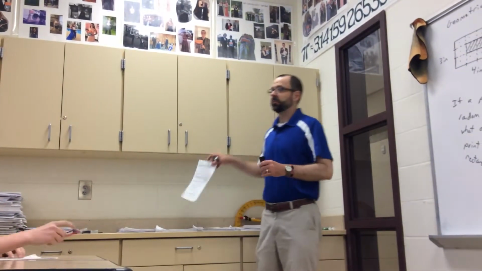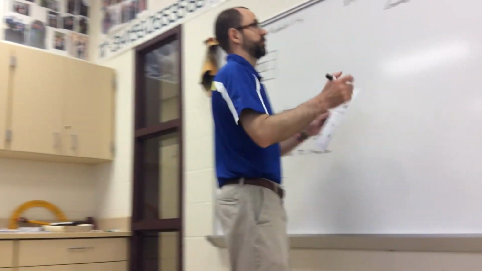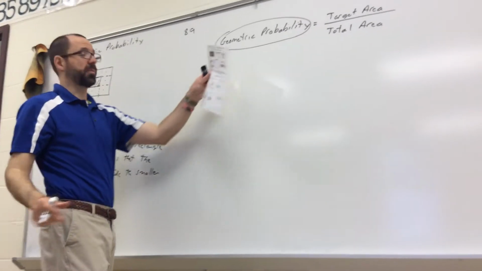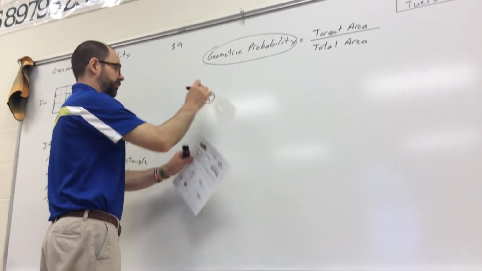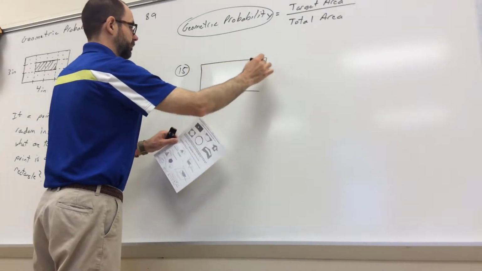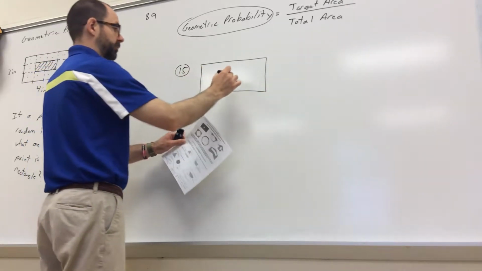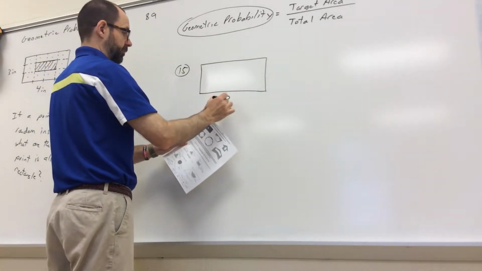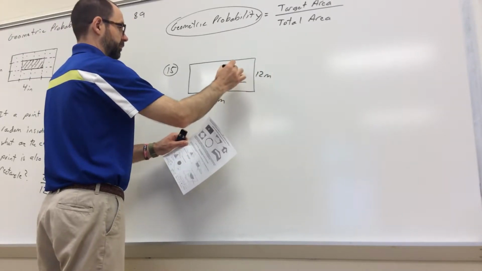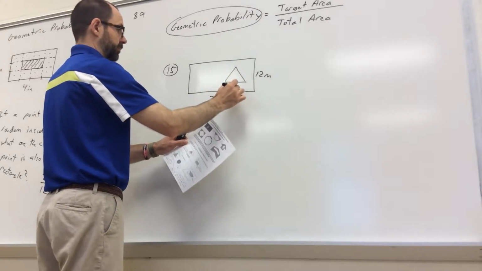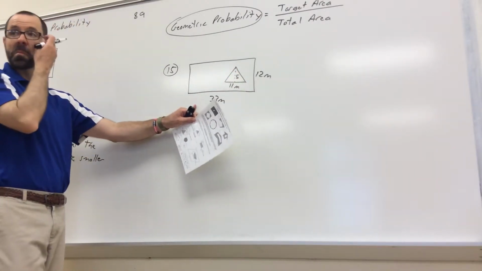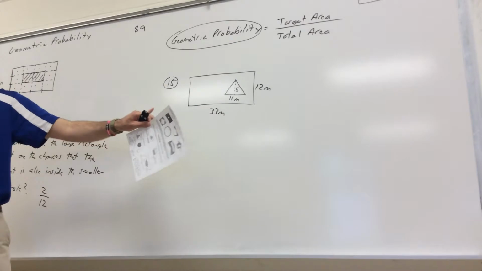Title of the paper is also geometric probability. That's the title of the paper. Here's the picture for number 15.